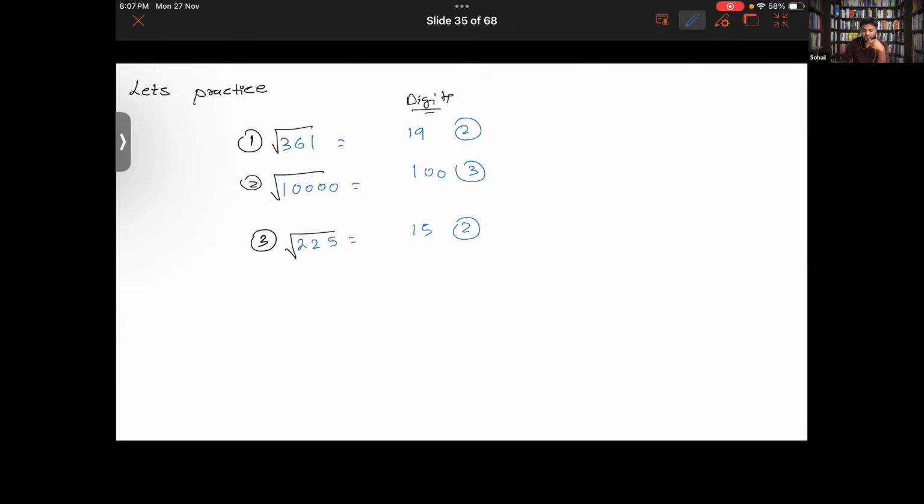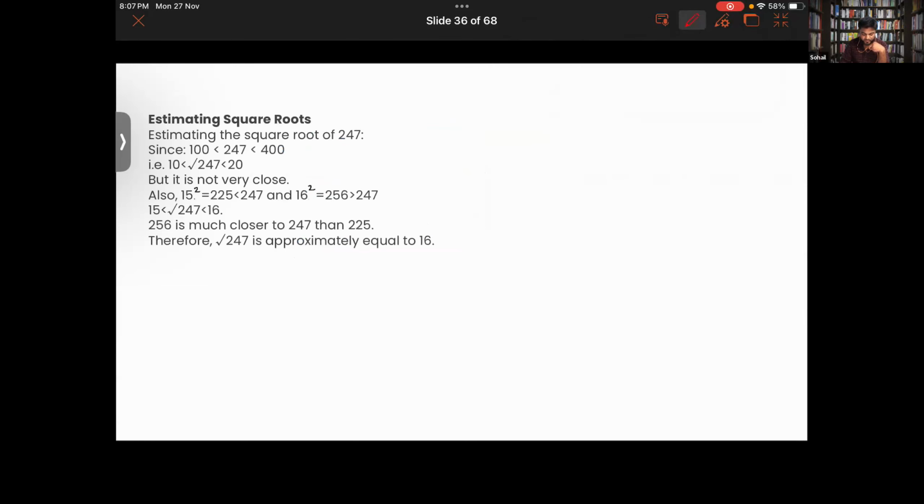These are some general questions that are asked sometimes. Now, sometimes you might be asked to estimate where the square root of a number will be lying. A number is given, 247. We have to estimate where the square root of this number will be lying. Can 247 be a square? No, 247 is not the square of any number.